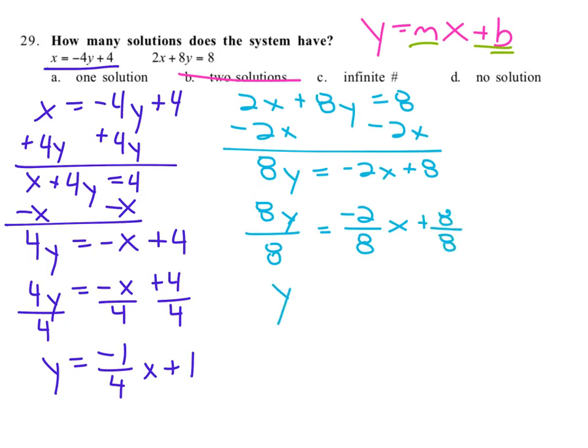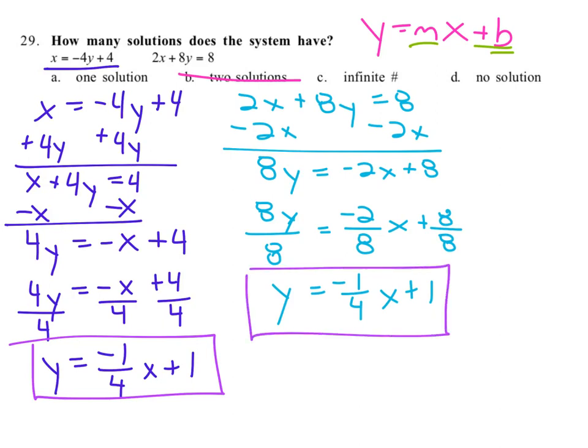And when you do that, you get y equals negative 1/4 x plus 1. Aha! They are the exact same equation. They have the same slope and they have the same intercept. You can see they are the exact same line. So, any point, any set of coordinates, x and y, that solves one of them is going to solve the other one, naturally, because they're the same line, just written a different way up top there.